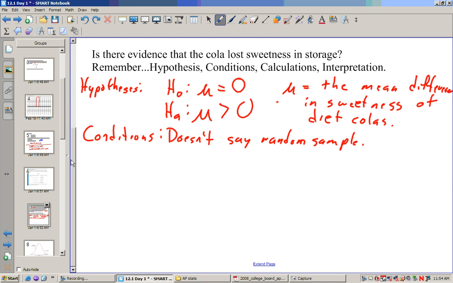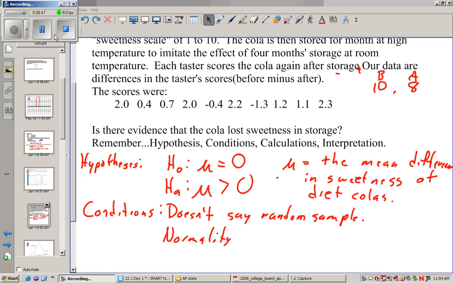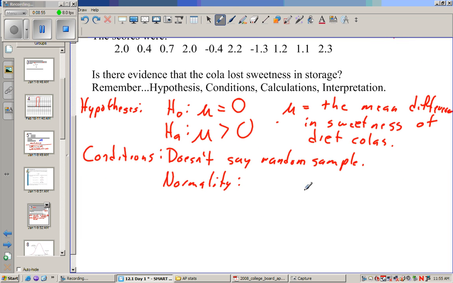Let's check normality. To check normality, we'll have to graph these and see if this is approximately normal, because this data right now is not enough data pieces for us to use the central limit theorem. So I'll put these in my calculator. All right, I put them in my calculator, and I came up with a box plot that looks something like this.